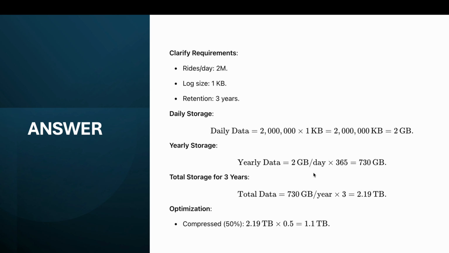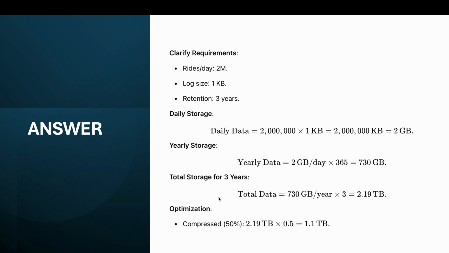Now, yearly, you just need to multiply it by 365, so it will be 730 GB. Now, total storage for 3 years would be multiplied by 3, which is 2.19 terabytes of data. You can also do approximation. Let's say it is 730 GB; we can roughly say it's 1000 and then multiply by 3. So 3 multiplied by 1000, which is GB, and 1000 GB is a terabyte. So roughly it is 3 terabytes.